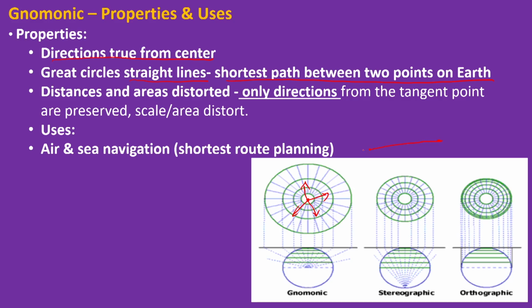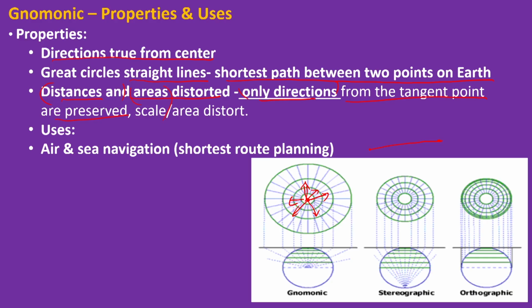So, that is known as great circle, and distance and area are distorted, only direction from the tangent point is preserved. As I said earlier, it preserves only the direction. From the center, it will preserve only the direction. When we talk about the other properties, in terms of distance, in terms of area, they may not be preserved. There you can experience inaccuracy or distortion.